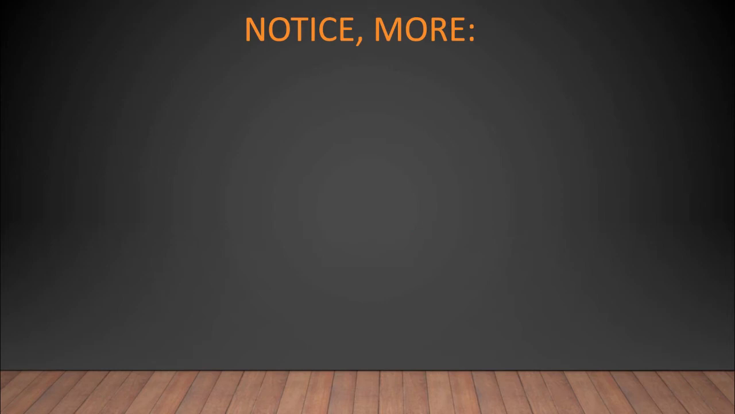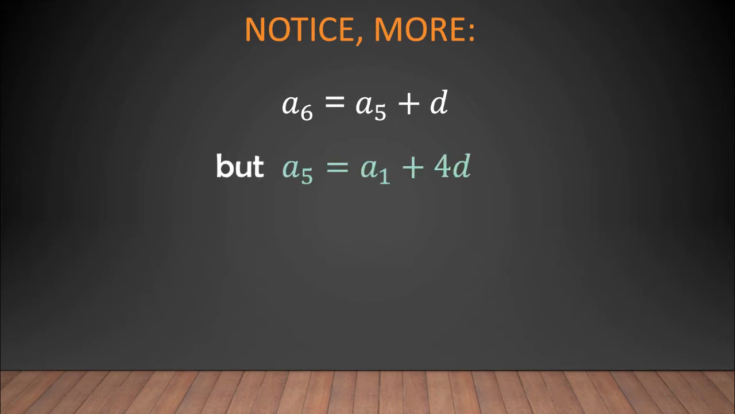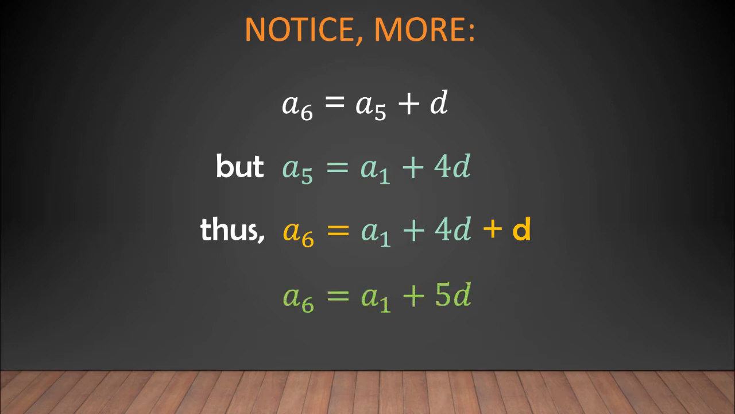Now, notice more that a sub 6 is equal to a sub 5 plus d, but a sub 5 is equal to a sub 1 plus 4d from the previous slide. Thus, a sub 6 will be equal to a sub 1 plus 4d plus d. Therefore, a sub 6 will be equal to a sub 1 plus 5d. I hope you're getting the pattern.